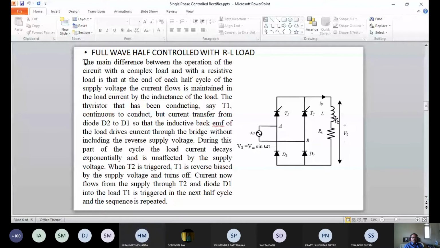Inductor current, source current. Inductor current is the load current because the load current is freewheeling, either through this path or this path, in the first half cycle. So what is the source current?